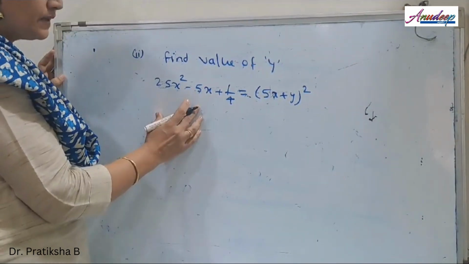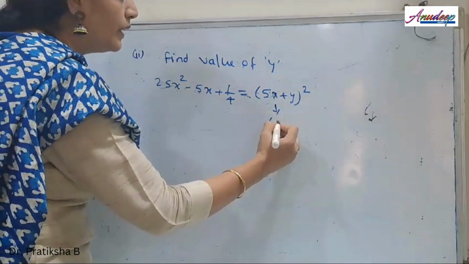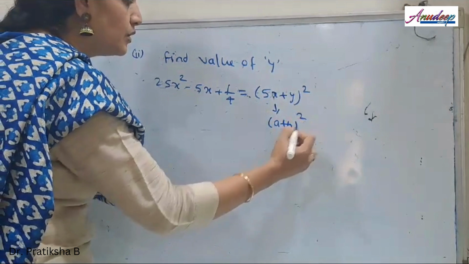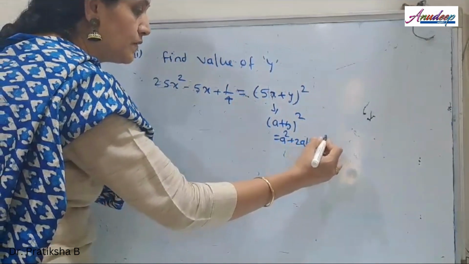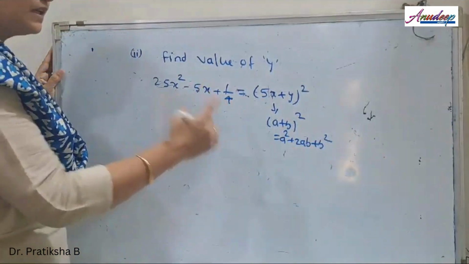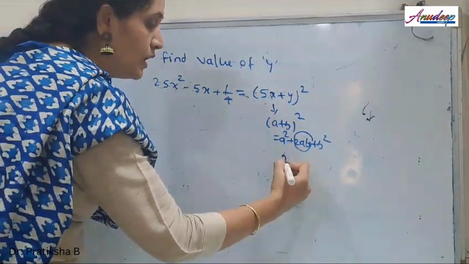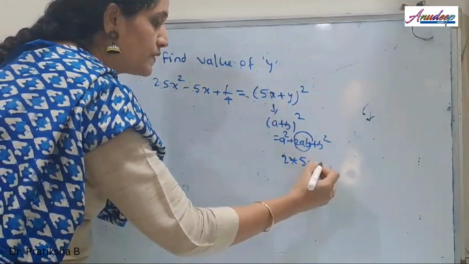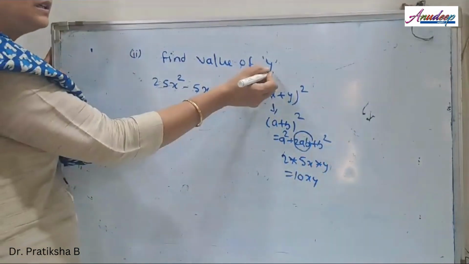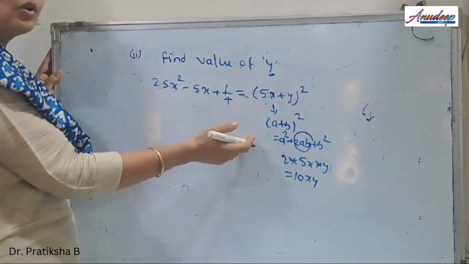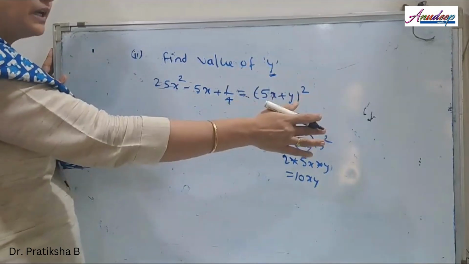So if you look at the right hand side, you may feel that you can apply the expansion for (a plus b) the whole square, that is a square plus twice ab plus b square. But if you think about the middle term that you will get after expansion, it is 2 into 5x into y, that is 10xy. And we are interested in getting the value of y, so it does not simplify our problem. So we are not going to expand the term on the right hand side.